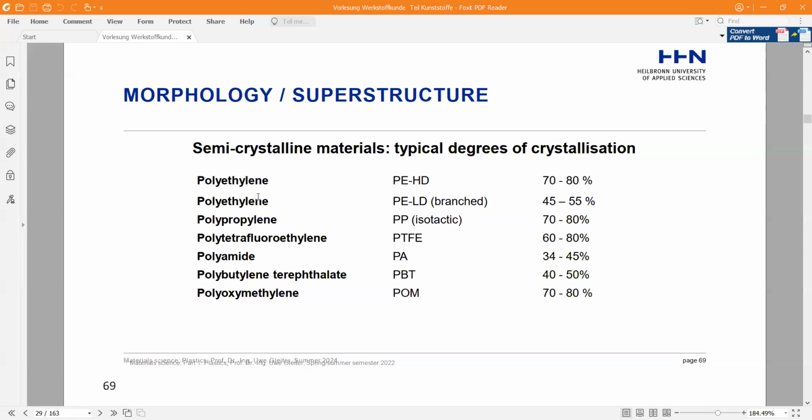Semi-crystalline materials, typical degrees of crystallization: for polyethylene from 70 to 80%, and we have these values for polypropylene isotactic, polytetrafluoroethylene, polyamide, polybutylene terephthalate, polyoxymethylene.